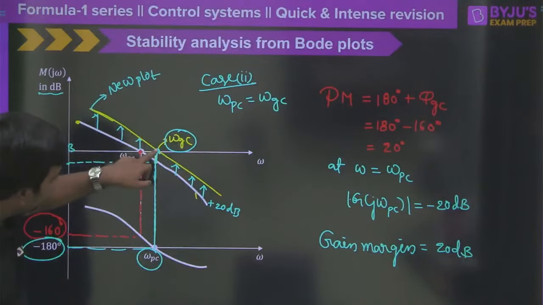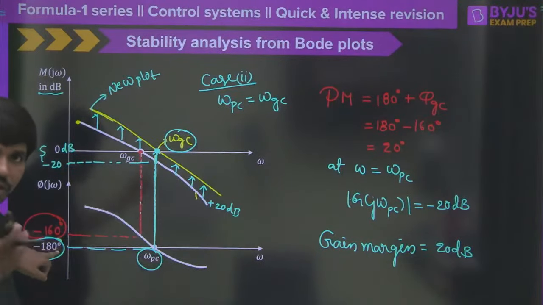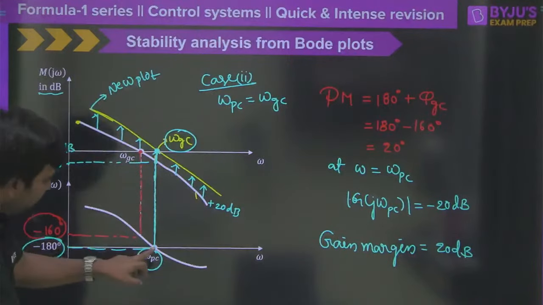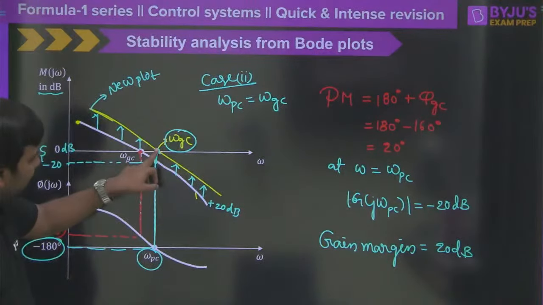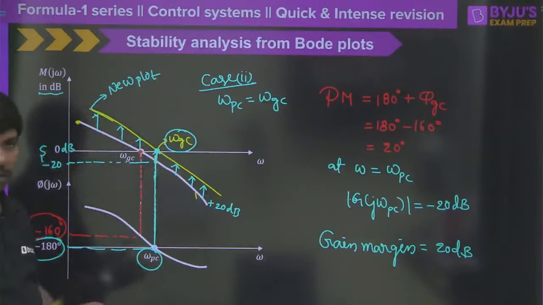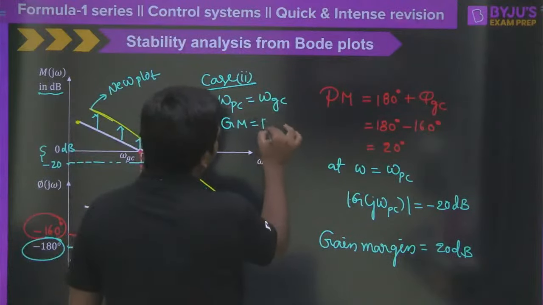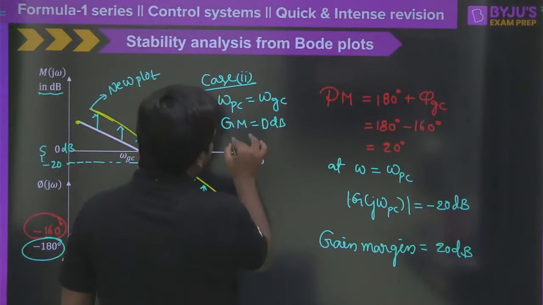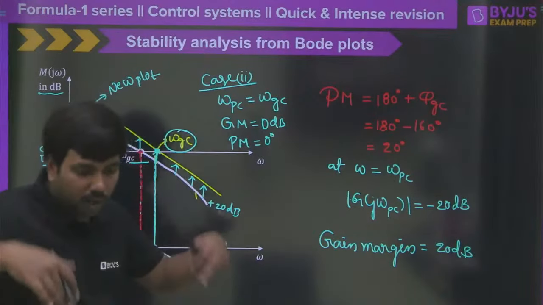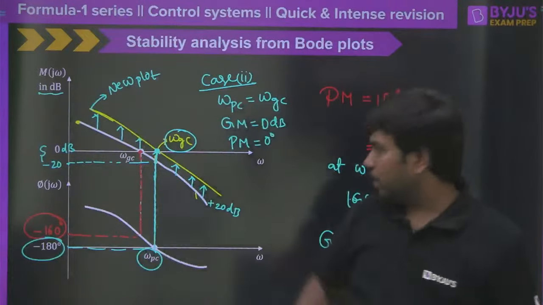Why? Because at this point, if you draw the graph, it cuts omega PC at minus 180 degrees. You don't have any phase to add because you are already at the border. And from omega PC, if you draw the line to the yellow color line, omega GC, there you have 0 dB. There also you cannot add anything. That means in this situation, gain margin is 0 dB and phase margin is 0 degrees. Clear? Therefore you can't add anything, and the system will be marginally stable. This is how easily you can understand.